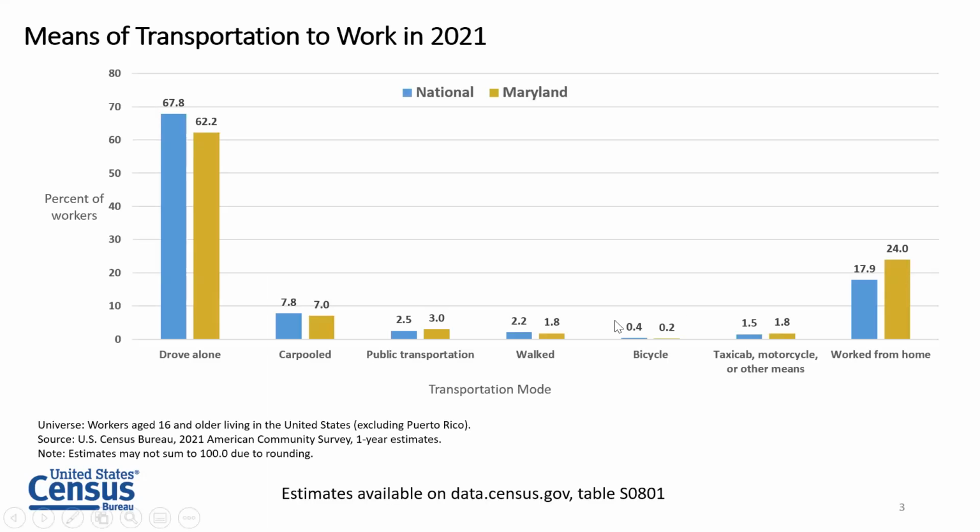So on this slide, we see how people in the US and Maryland traveled to work in 2021. Looking first at the US, I think the numbers to pay attention to in particular are those for driving alone. About 2 in every 3 workers drove alone to work in 2021. For public transportation, which represented about 1 in every 40 workers, and working from home, 1 in every 5 to 6 workers. And it's notable that that number for working from home in Maryland is about 1/3 again higher.